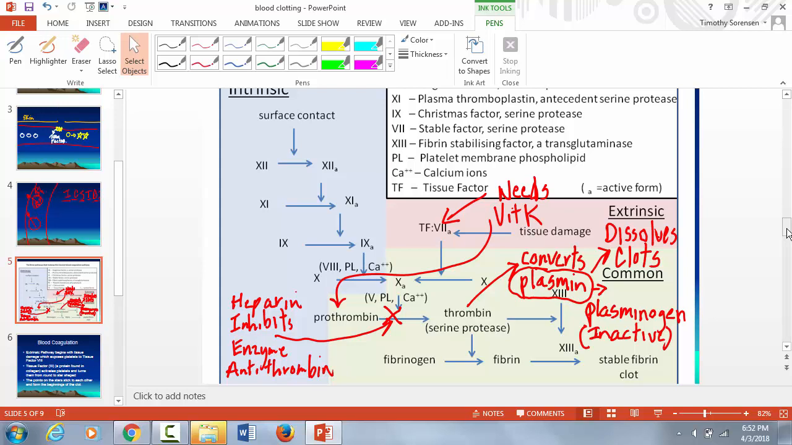When you're bleeding your own blood, you want to stop that bleeding. You got me? So when you damage a blood vessel, right, in either case, and this is important to remember, both pathways are activated at the same time. But the most important part of this pathway is the final step. What you want to do is you want to convert what's called fibrinogen into fibrin. Tell me you got that.